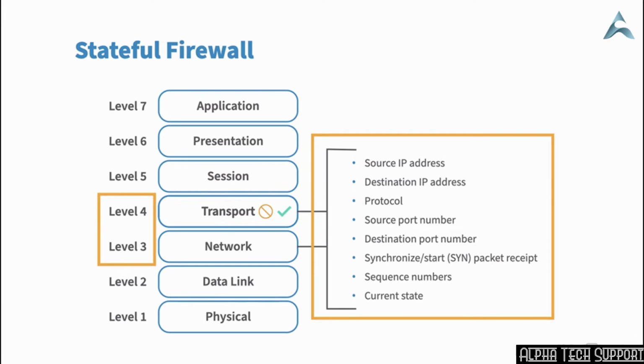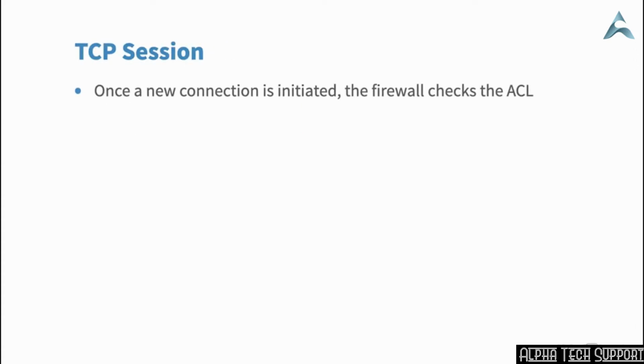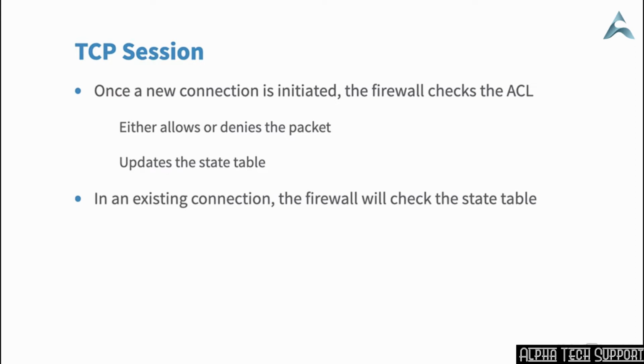But in addition, it will also check values such as sequence numbers and other indications of a current state. Once a new connection is initiated, the firewall will check the access control list and either allow or deny that packet. If there is an existing connection, then the firewall will check the state table. The session is monitored in the state table, which keeps track of all the current connections.